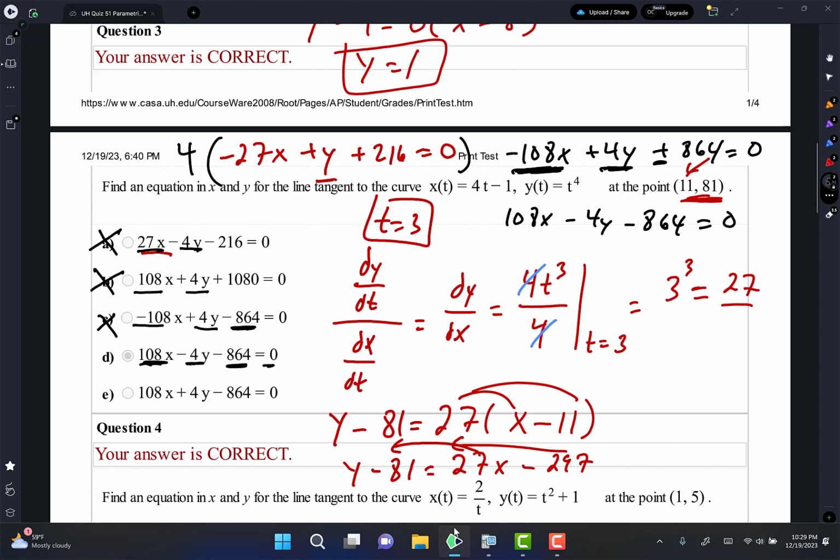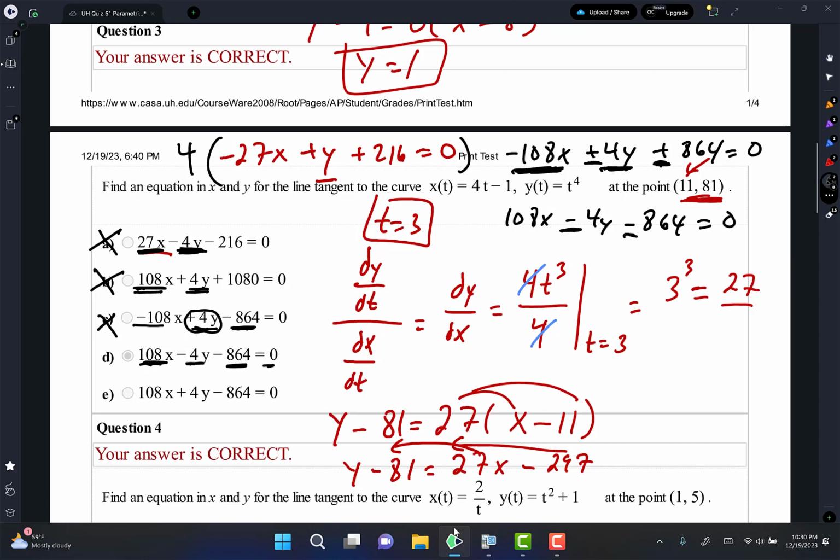Positive, negative, negative, positive. So it can't be letter A because, why do we say that? Because that one's a 4, that one's a 27. It can't be letter B because both of them are positive. It can't be letter C because the 4y was positive and the 864 was negative, and both of them have to have the same polarity, see? So either they're both positive or they're both negative. So there it is.